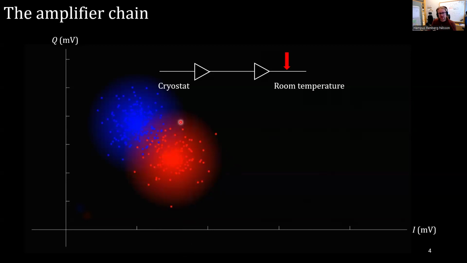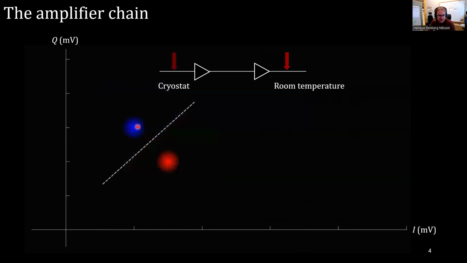So in short, due to the noise added by these two amplifiers, there will be an overlap of the two states, and then we cannot distinguish 0 from 1. For example, this red dot here is actually belonging to this state, state 1, but it is closer to state 0, so when we measure it, we would think it's state 0. But it's only closer to state 0 because of the added noise.